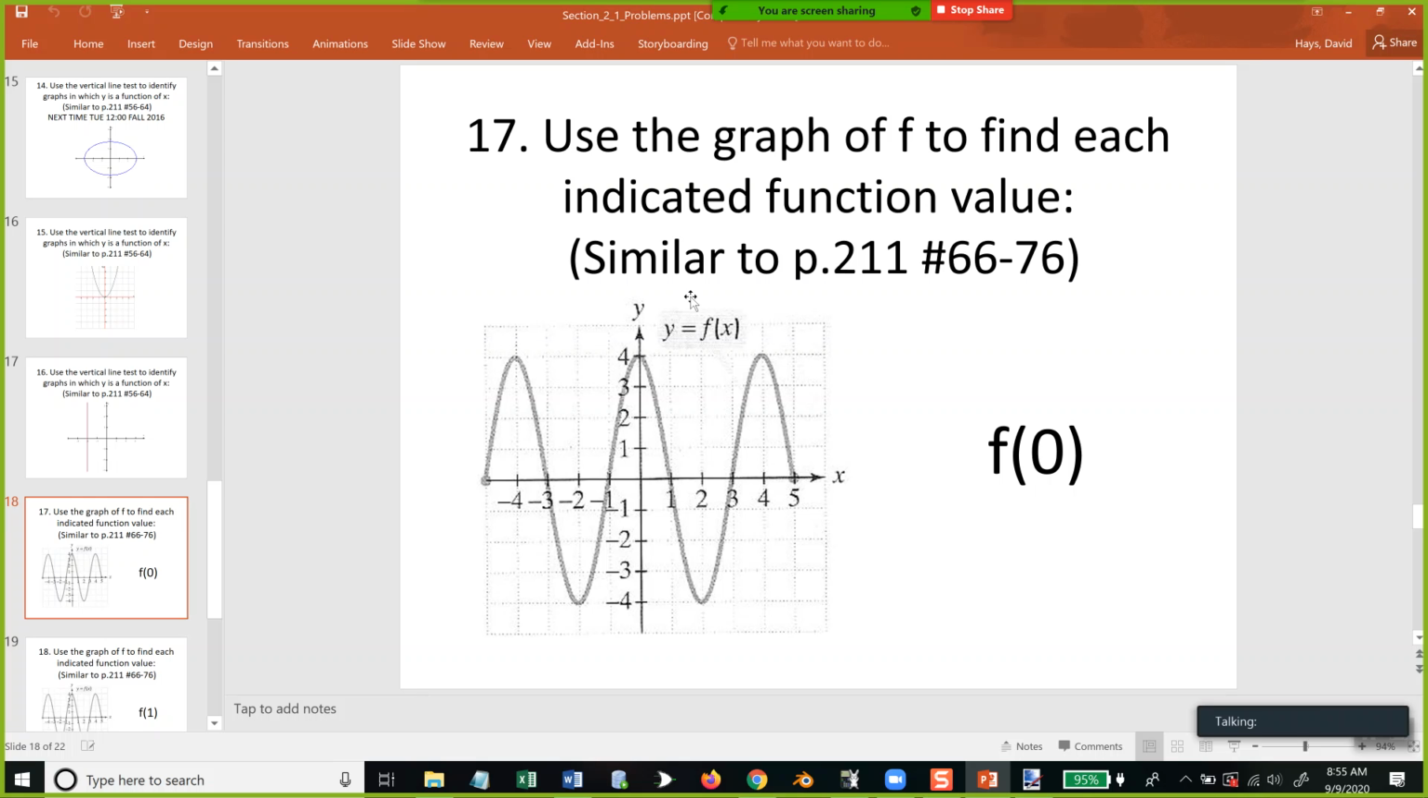Now on number 17, we need to take a look at what this represents here.